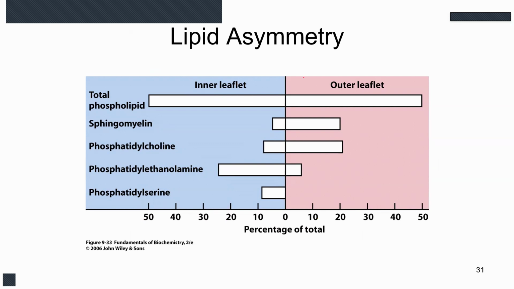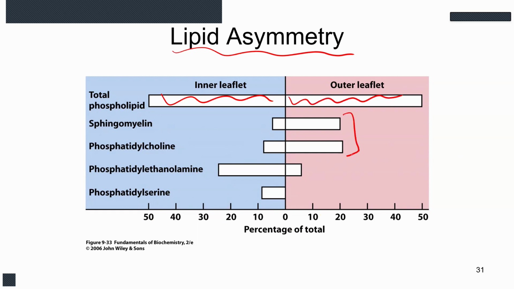And you have something known as lipid asymmetry. This is really stressing the point that what's on the inner and the outer leaflet of a lipid bilayer is very dynamic. So typically, 50% of the phospholipids are going to be found on the inner leaflet, 50% of them on the outer leaflet.